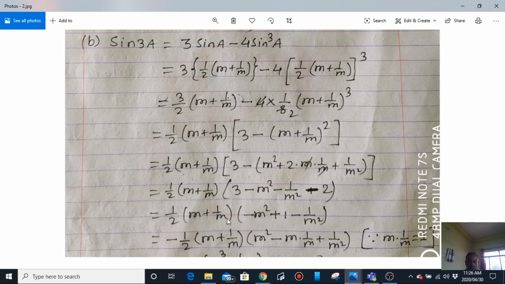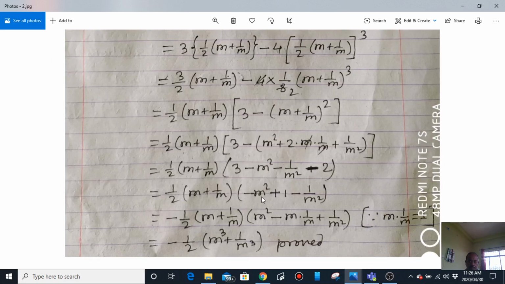1 by 2 m plus 1 by m minus m square, 3 minus 2 plus 1, and minus 1 by m square. Now this is equal to this, from this bracket take minus sign out. So minus is here, 1 by 2 m plus 1 by m equal to, so since minus sign was out, so m square, this plus 1 is now minus 1. We write this minus 1 as minus m into 1 by m. This minus 1 by m square became 1 by m square.